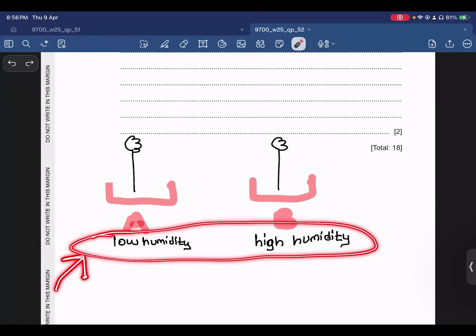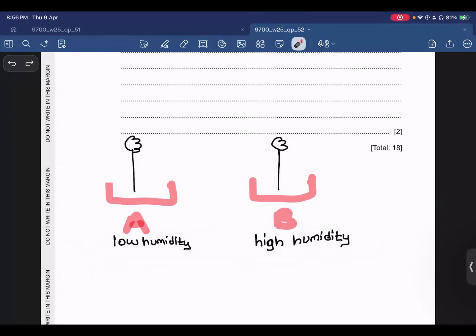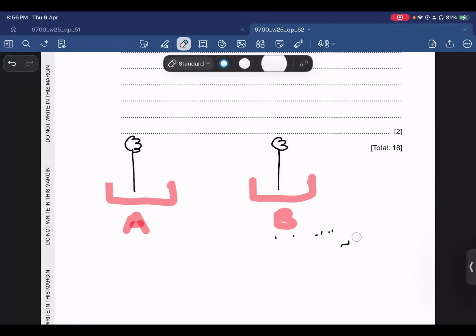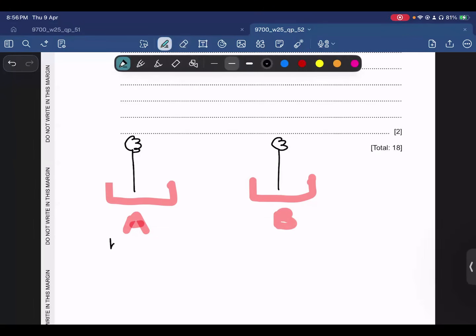Could you think of something else? High temperature and maybe high wind speed. Okay, how does high temperature affect stomatal density? When there's high temperature, there's also less rate of transpiration. Are you sure? Oh, it's a higher rate of transpiration.